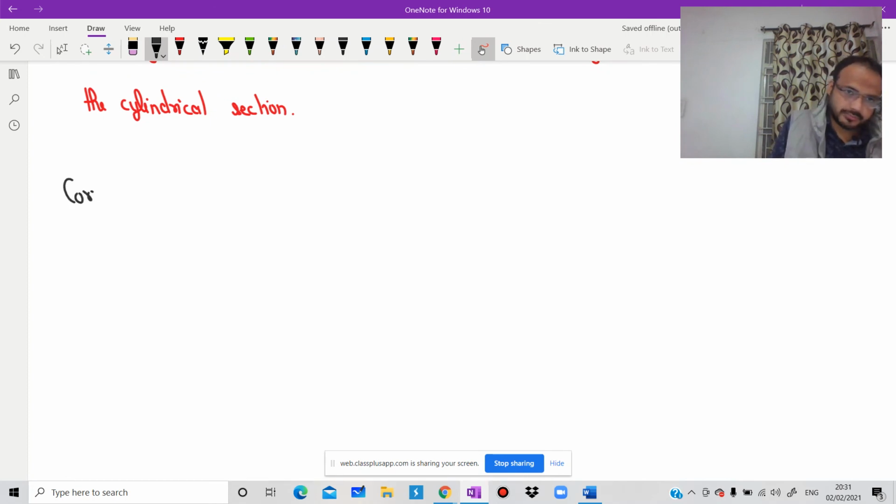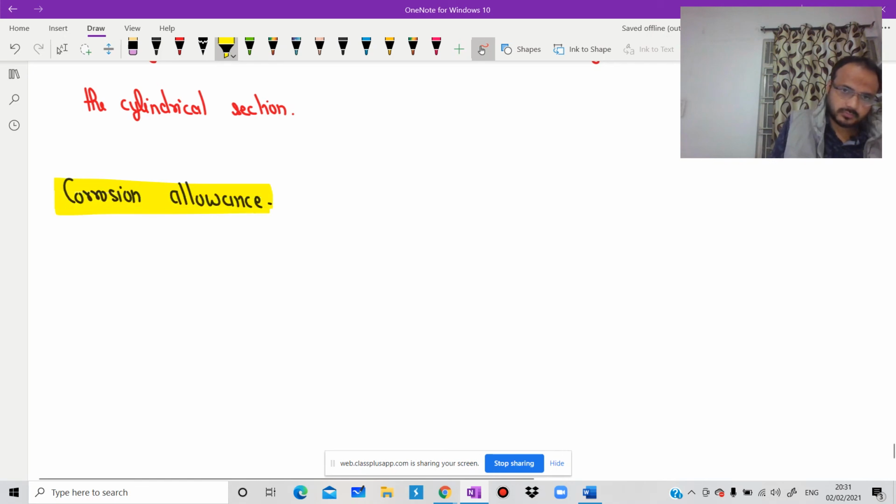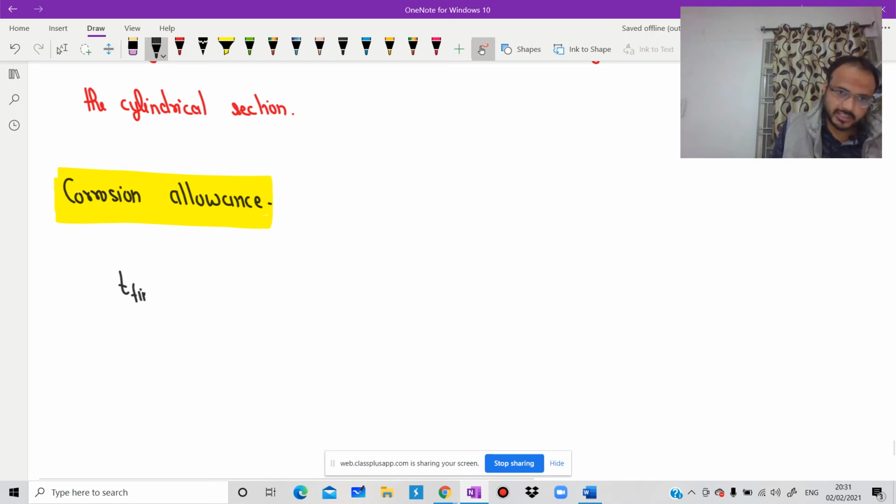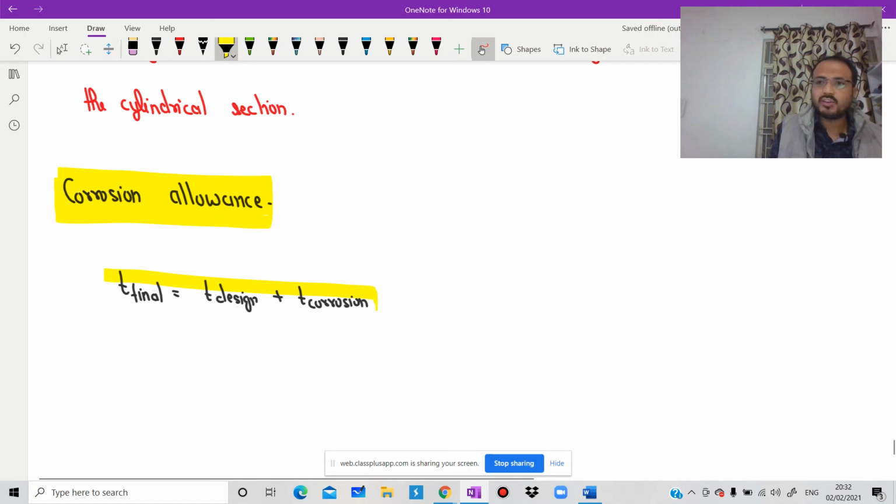Next one is corrosion allowance. We know that T final is equal to T design plus T corrosion. They asked only one question from this formula, but for us, each and every mark is important. We solved one question. The answer of that question was 8 plus 2, 10 millimeter.